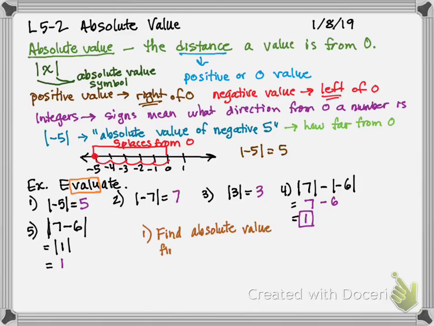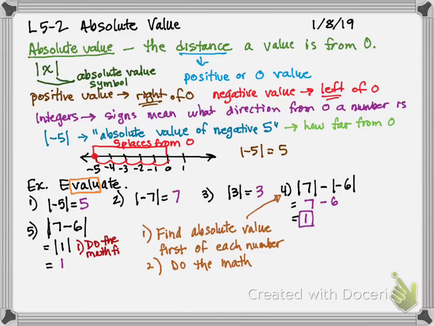First, of each number. That's this guy. We're looking at number 4. And then we're going to do the math. So I couldn't do any math until I had 7 take away 6. So how does it differ for this guy over here, number 5? I did the math first. Why? Because they're inside the absolute value. And then once I have down to one number, I'm going to take the absolute value.